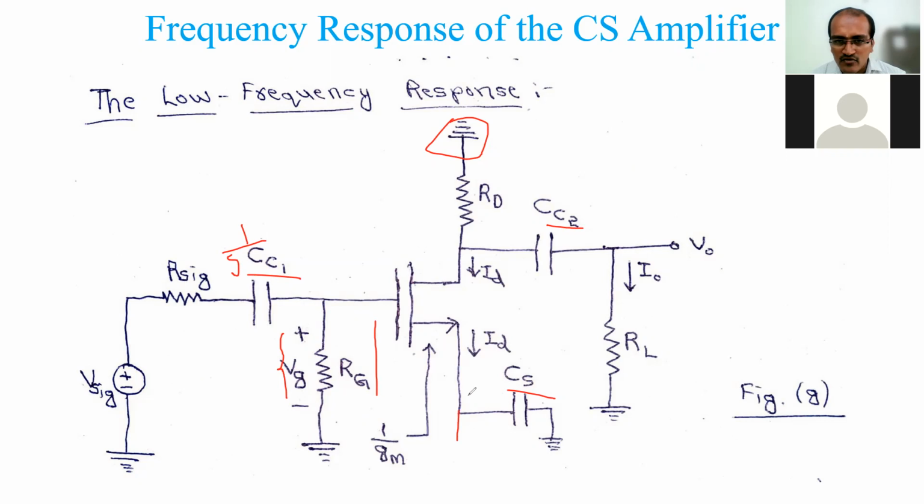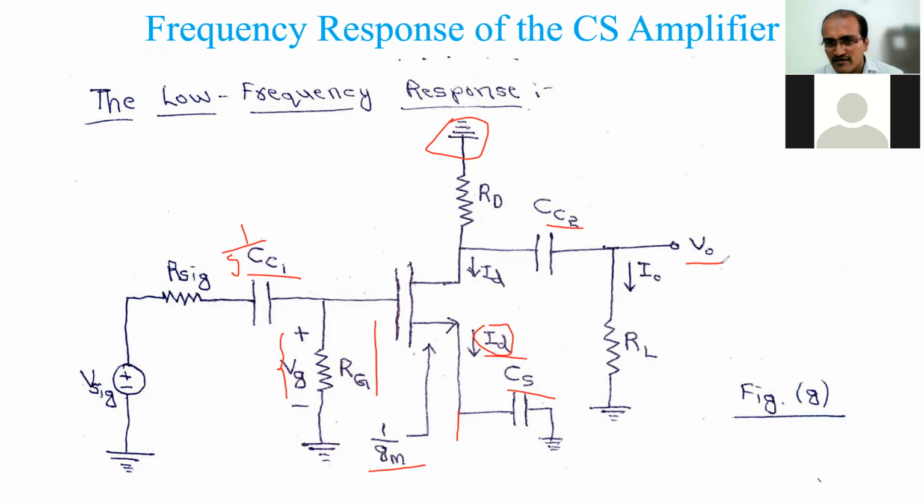Then, as the second part, I will find the drain current passing through this MOSFET. Inside the MOSFET you have 1 by gm as a resistance. Gm means transconductance, and the reciprocal of transconductance is a resistance. This is the internal resistance of the MOSFET, along with the bypass capacitor at the source side. They are in parallel, and based on that, the drain current will be calculated. Then this drain current will come across the output. This drain current and I0 have a relation, and based on that we will find V0, finally the output voltage.